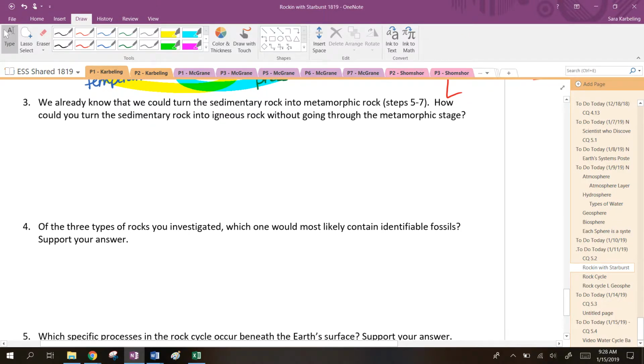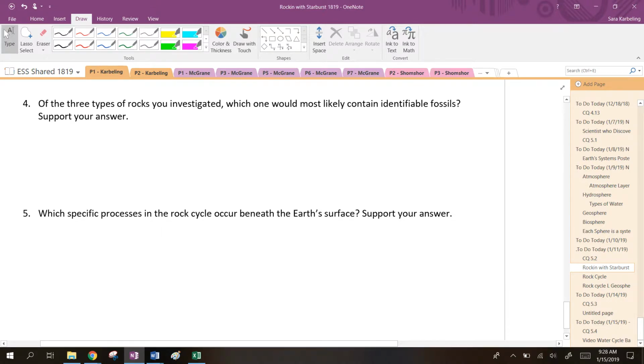We already know that you can turn a sedimentary rock into a metamorphic rock. How could you turn a sedimentary rock into an igneous rock? How do you get anything into an igneous rock? What do you have to do first? Gotta melt it, right? Melt it and cool it. Then you're good. Boom. All right, number 4. Of the 3 types of rocks you investigated, which would most likely contain identifiable fossils? Sedimentary, and it's only sedimentary. Why?